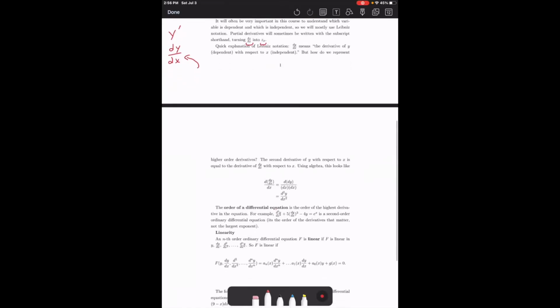So now we'll do a quick explanation of Leibniz notation in case some aren't as comfortable as others with it. So dy dx means the derivative of y with respect to x. But how do we represent the higher order derivatives? We're going to act like d dx is kind of this action that you can apply to both sides of an equation, taking the derivative.